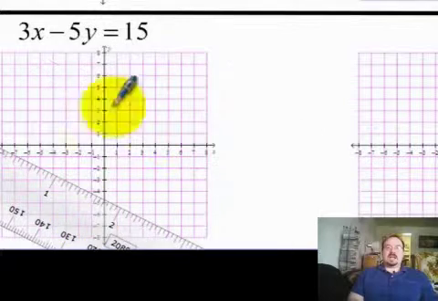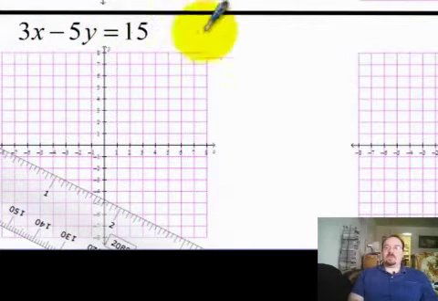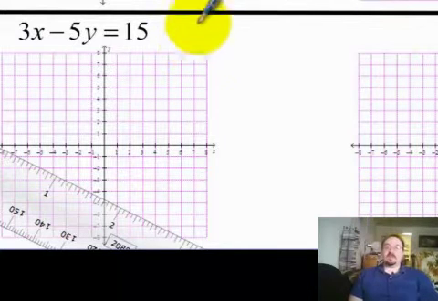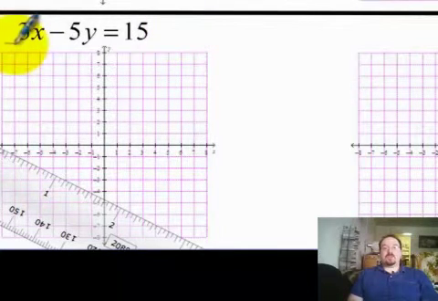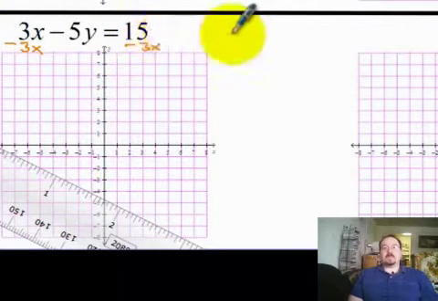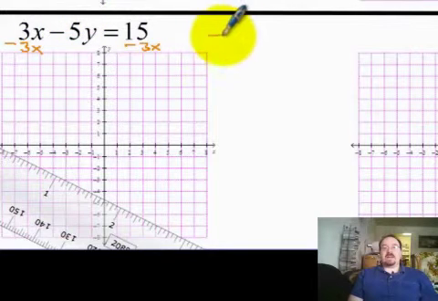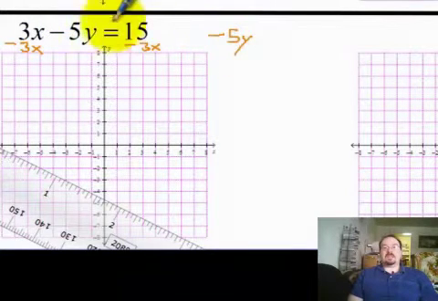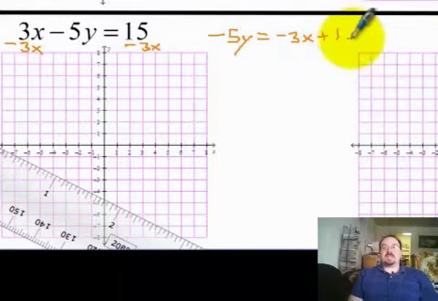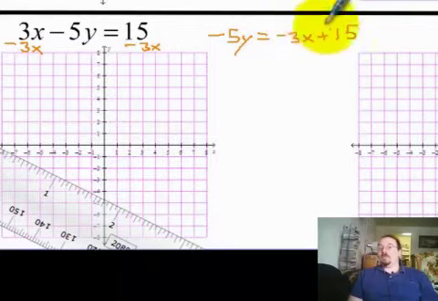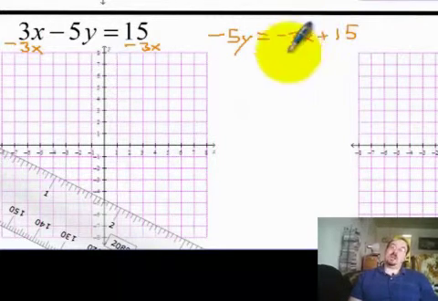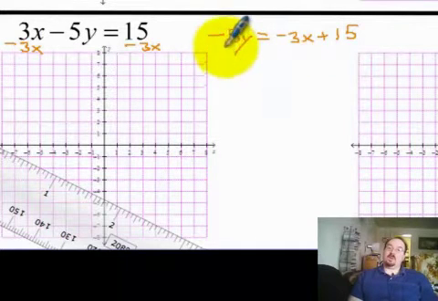So I have 3x minus 5y equals 15. And I'm going to do this 2 ways. First of all, I'm going to do it by putting it in slope-intercept form. So I'm going to subtract 3x from both sides to solve for y. And bring down the negative 5y in the next step. And then here I have negative 3x plus 15. Again, you can't combine those because one has a variable, one doesn't. We don't really want to. We want our x term to be in front. That's going to help us find our slope.